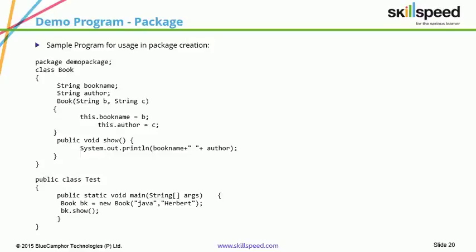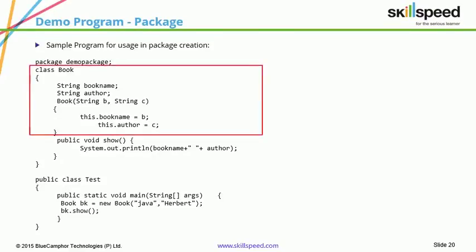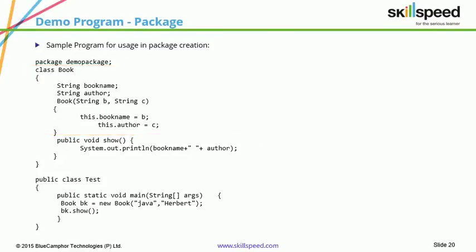The program starts with the package statement, package demo package, in which I have my class book. I have two instance variables, book name and author, which are strings, and I have a constructor in which I am taking two parameters, string B and string C. These two parameters, B and C, I am assigning to the instance variables using the statements this dot book name equals B and this dot author equals C.